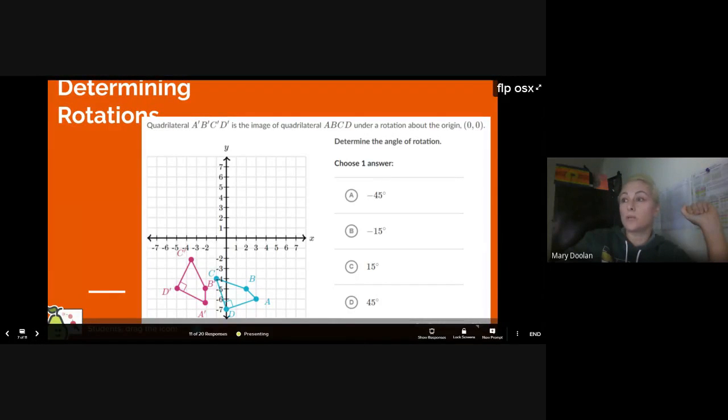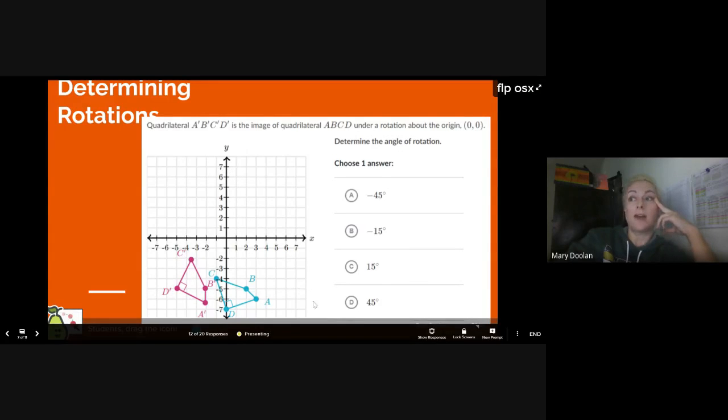So for this one here, from the video, they showed you that if you're trying to determine the rotation, you would pick any 2 points, okay, from the pre-image and the image. So if I take point C, that's the pre-image, and then it ends up at C prime, that is the image, I'm going in the direction of clockwise, okay? And so when I'm looking at values that are negative or positive, typically my rotations move counterclockwise.